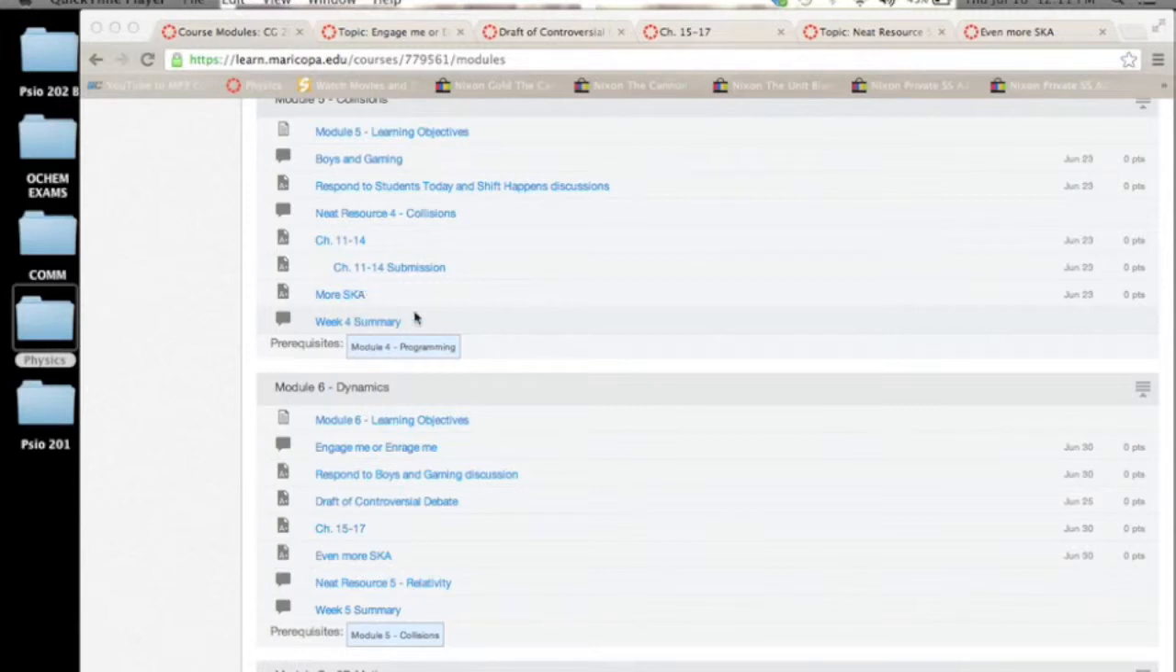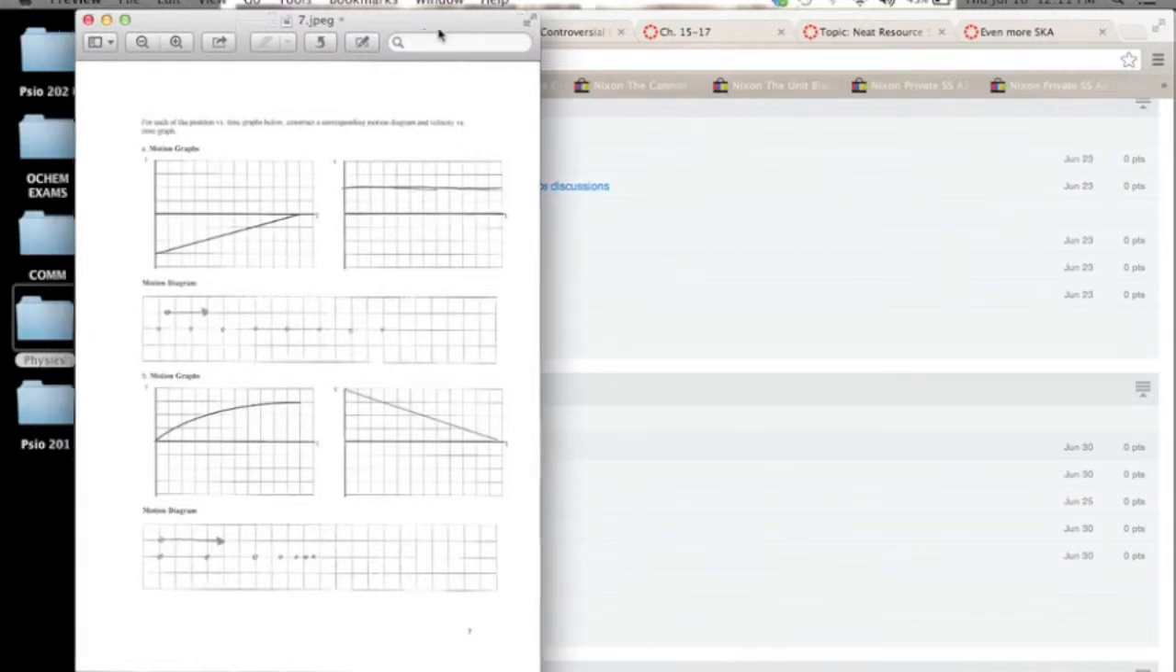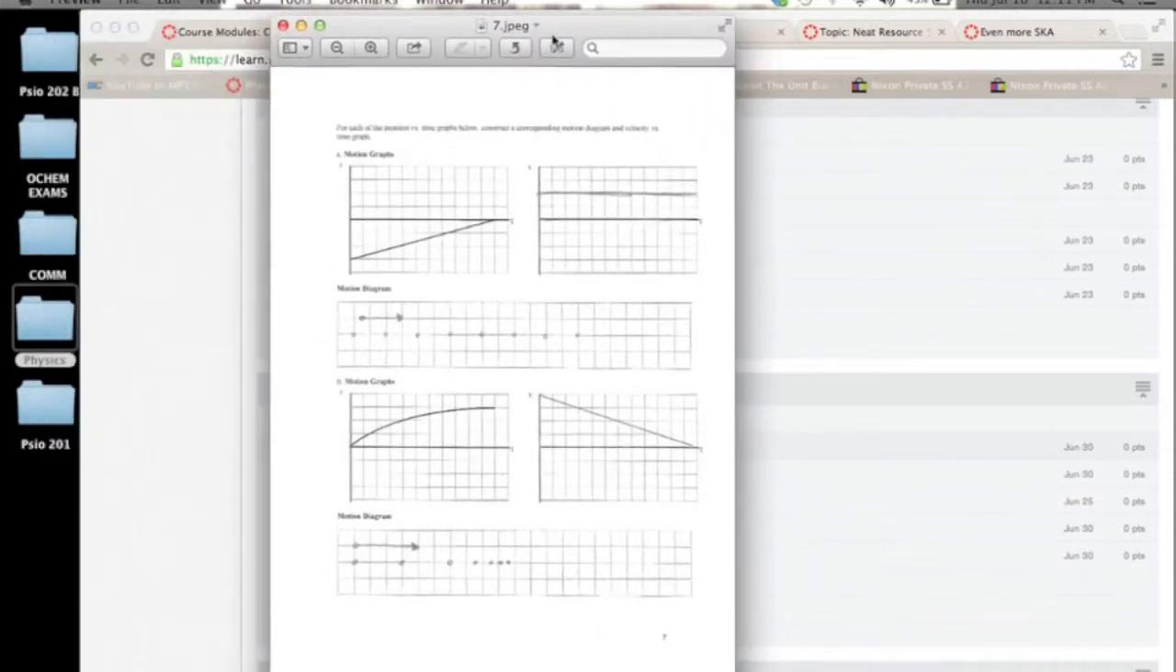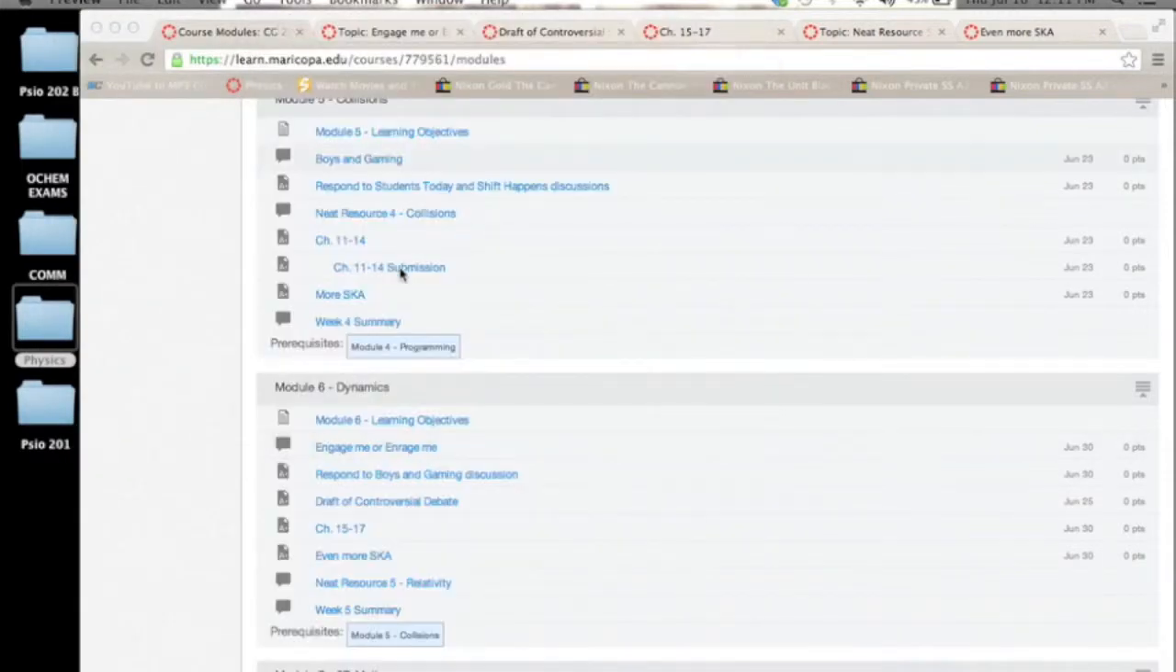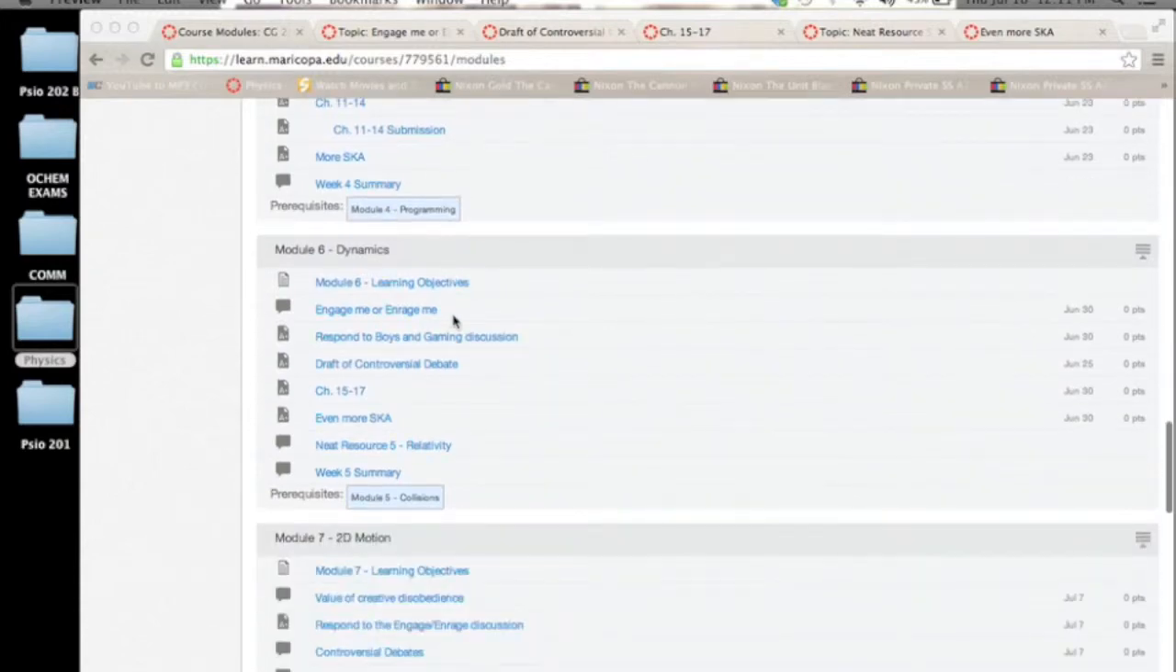Then we go into more SKA. This is a screenshot of what we did, doing some more motion diagrams and position versus time graphs. Then we had to finish off with the week 4 summary describing what we did this entire week.